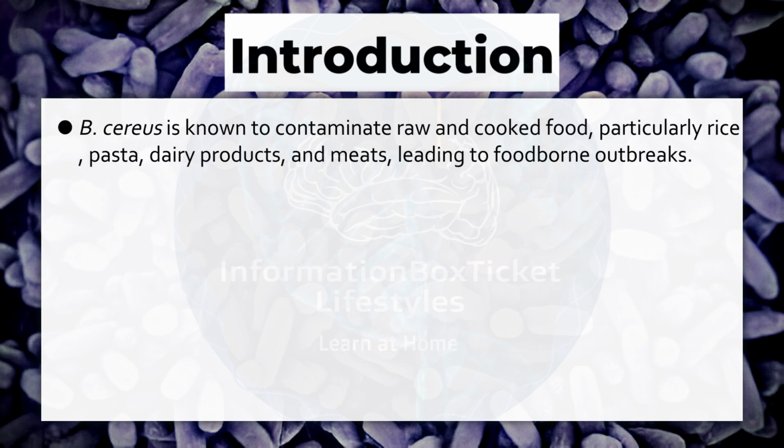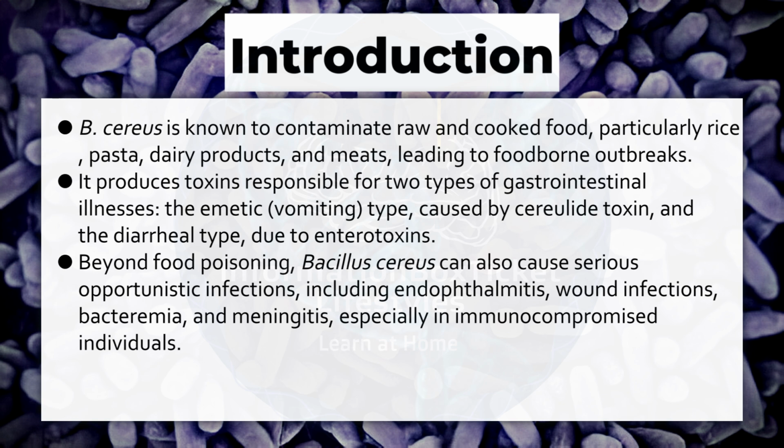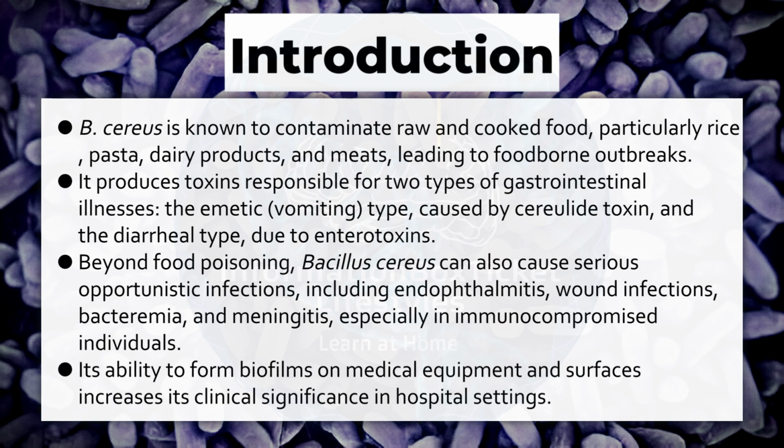B. cereus is known to contaminate raw and cooked food, particularly rice, pasta, dairy products, and meats, leading to foodborne outbreaks. It produces toxins responsible for two types of gastrointestinal illnesses: the emetic, vomiting type, caused by cereulide toxin, and the diarrheal type, due to enterotoxins. Beyond food poisoning, Bacillus cereus can also cause serious opportunistic infections, including endophthalmitis, wound infections, bacteremia, and meningitis, especially in immunocompromised individuals. Its ability to form biofilms on medical equipment and surfaces increases its clinical significance in hospital settings.